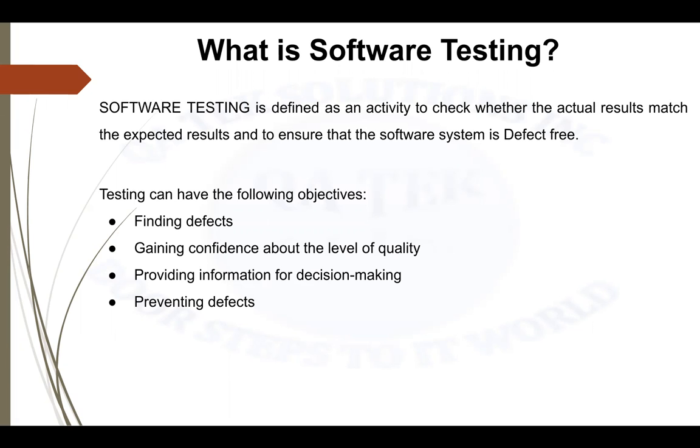And the final one is preventing defects. Let's say, to give an example, the iPhone. As you see, Apple frequently updates its iOS version. So what is the purpose of updating the iOS version?